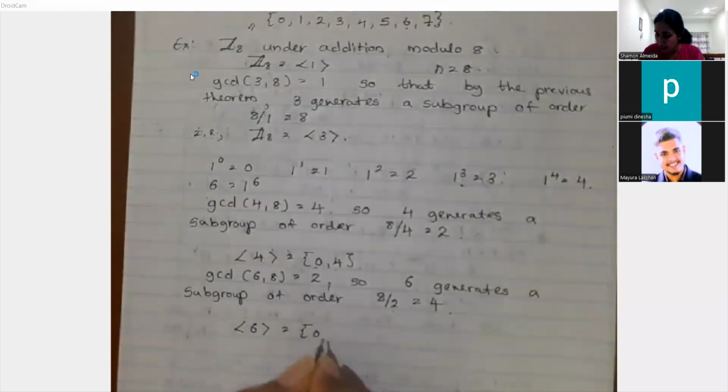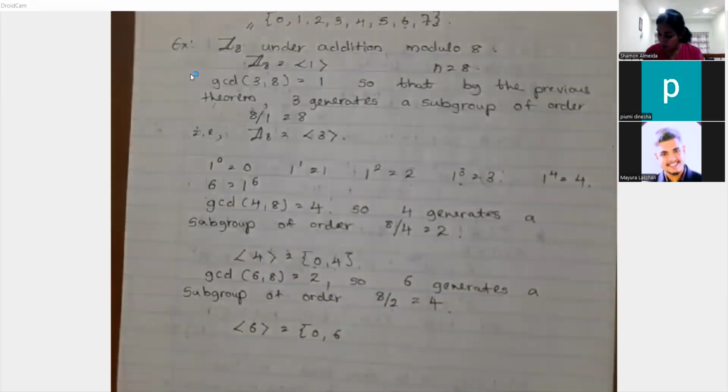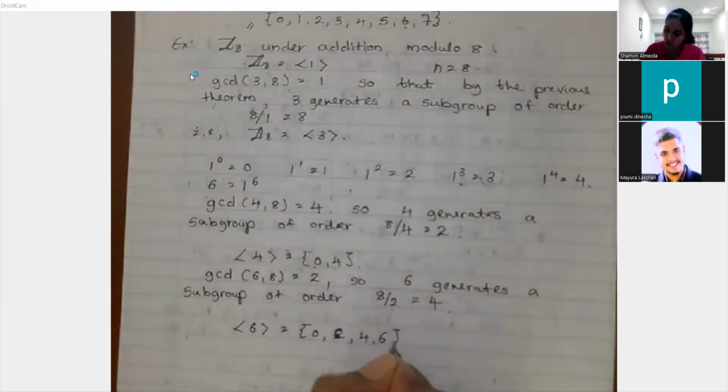We start off with the identity, which will simply relate to 6 to the power of 0. 6 to the power of 1 is 6, right? Then we have 6 to the power of 2 would be 12 divided by 8, take the remainder, which is 4. And then 6 to the power of 3, you have 18 divided by 8, take the remainder 2. So we have 0, 2, 4, and 6. These are the only elements. We have 4 elements. All right.